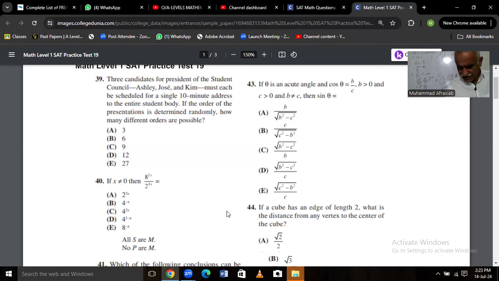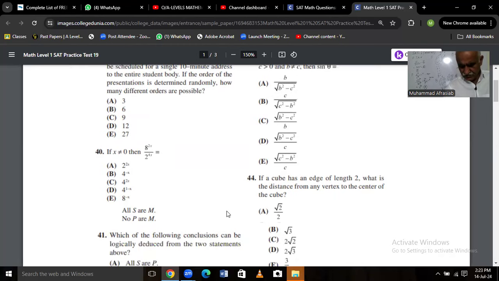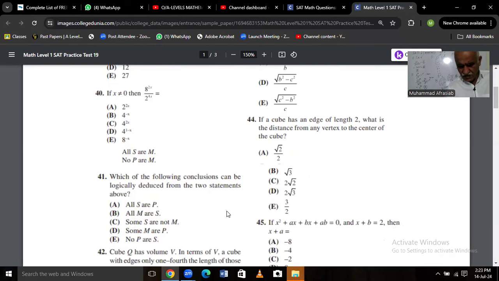Now question number 6. If the cube has a length of 2 meters, what is the distance from any vertex to the center of this cube? Let's say that is a cube which has a length of 2, and we have to find out the distance from the center to any vertex of that cube.